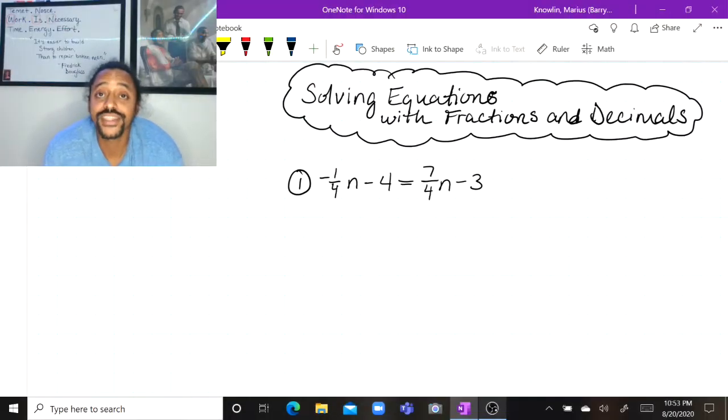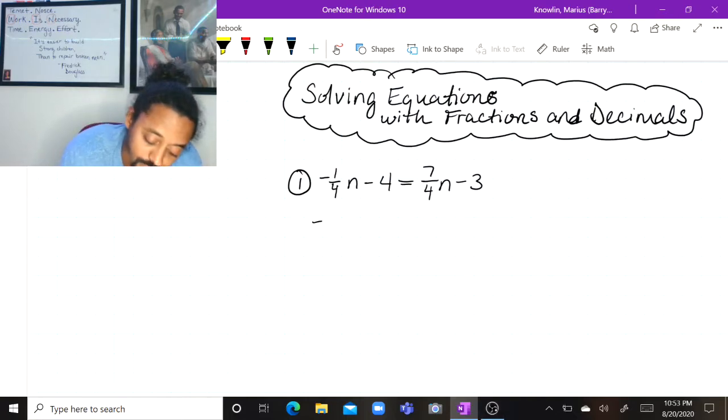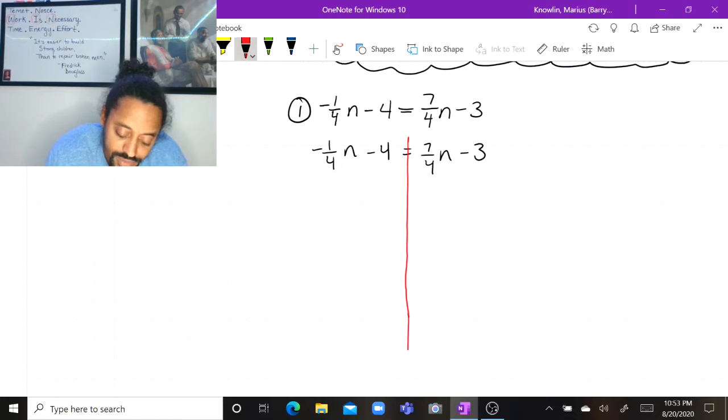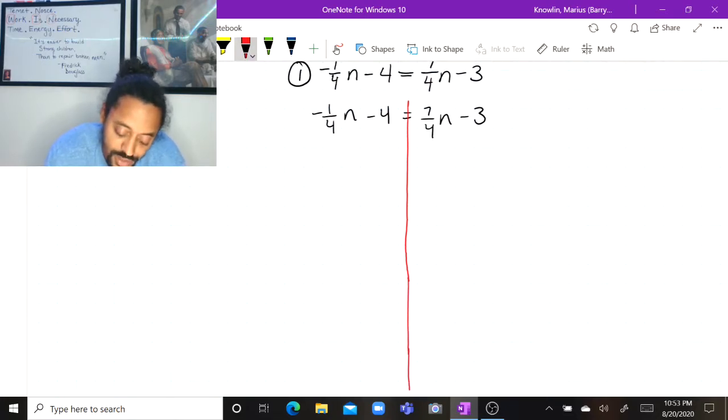Alright, let's go ahead and take a look at number 1. First we want to start off by rewriting the problem. We're going to read that as negative 1/4 n minus 4 equals 7/4 n minus 3. The next thing we want to do is divide our equation into two parts. We have a left side and a right side. I'm just going to take this down just a little further.